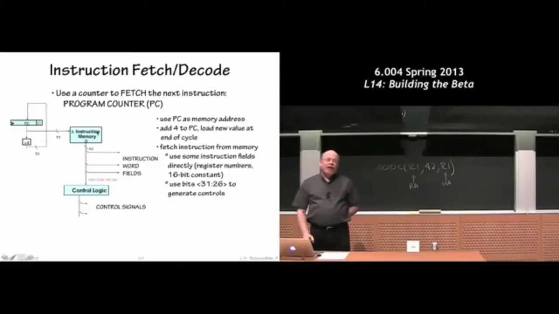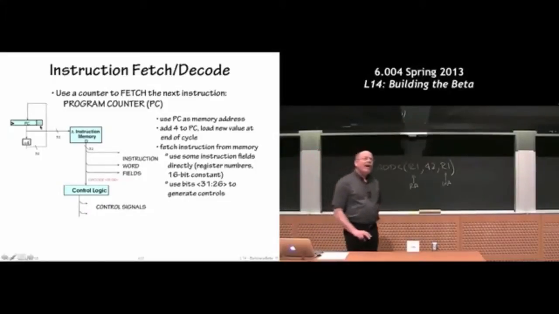Let's start with figuring out how we're going to do instruction fetch. This is pretty simple. We have a 32-bit register. Why does it say 00 at the bottom? What is that telling us? Where did that come from? I'm sorry? It's a multiple of 4.